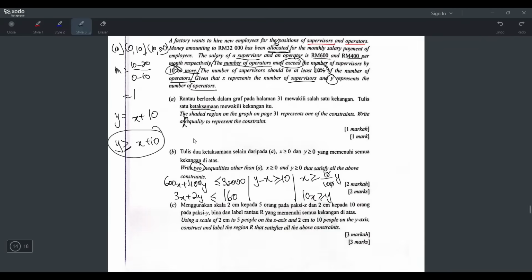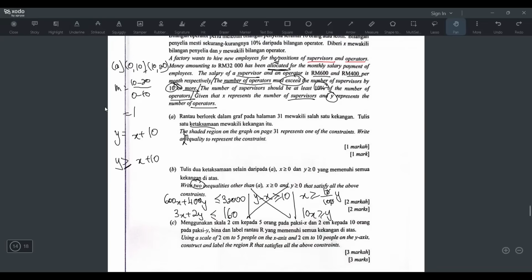That means, oh, now I understand really why part B says write two inequalities. Because this one they already draw for me, right? So I think I will just cross out this one. So the two inequalities are this and this one, right? That's why they say write two inequalities other than x bigger 0, y bigger 0 satisfying the above constraint. So it's this one and this one. That's your answer, because this one they already draw for me.